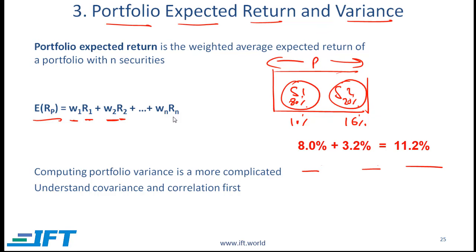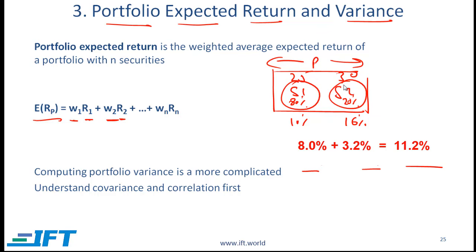You might also be concerned about the variance of the returns, and computing the variance is a little more complicated. We can't simply say that the variance of this is 25, the variance of this is 30, and we take the weighted average of the two.